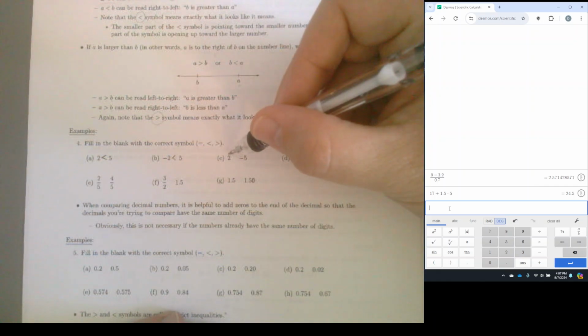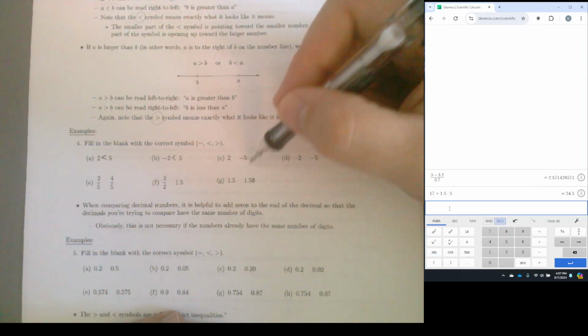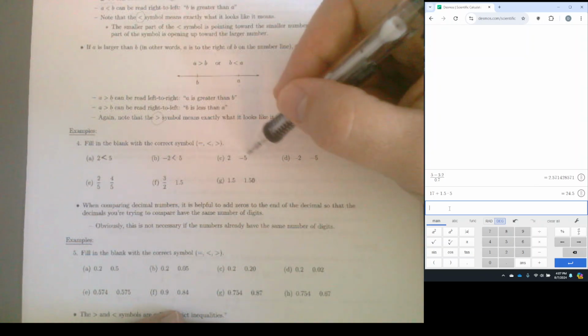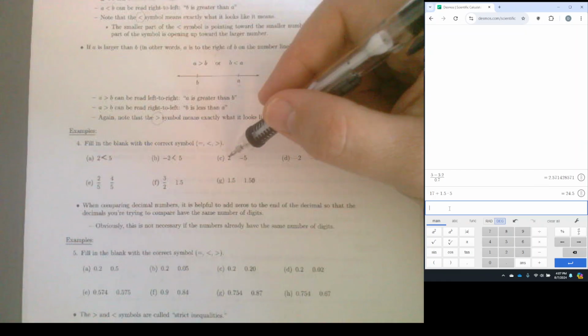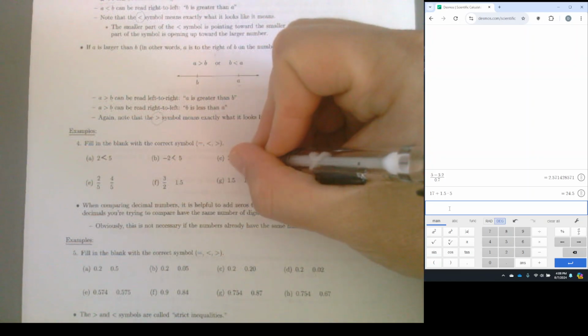If I wanted to compare 2 and -5, now this one may seem a little bit tricky because 2 is smaller than 5, but notice that the 5 here is negative. So the -5 would be to the left of 0, and the 2 would be to the right of 0, which means 2 is to the right of -5. 2 is bigger. 2 is bigger than -5, right?